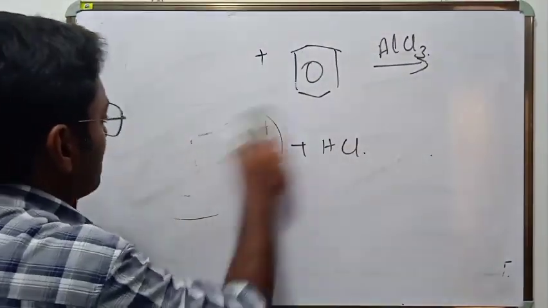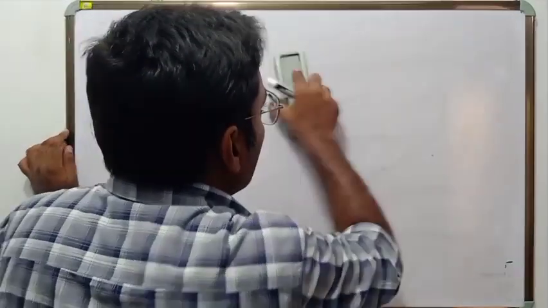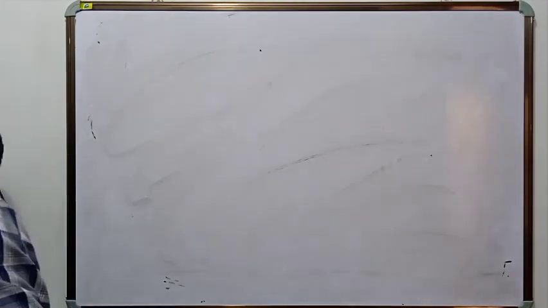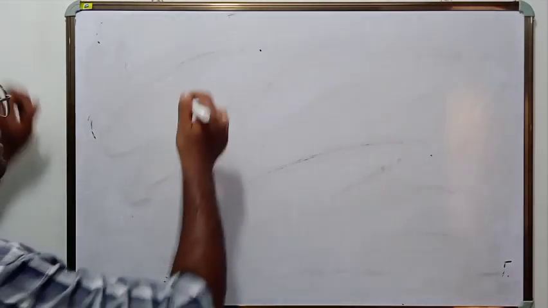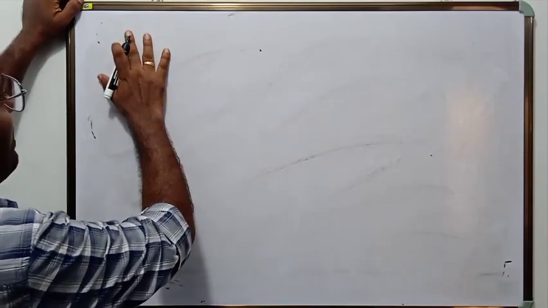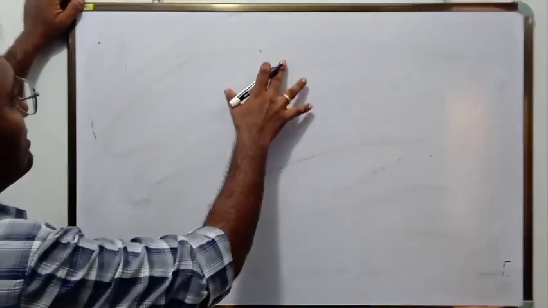We have discussed the reaction, and now we are going to discuss the mechanism. What is it? An example of electrophilic aromatic substitution reaction. And as you know, electrophilic aromatic substitution reaction consists of 3 steps.